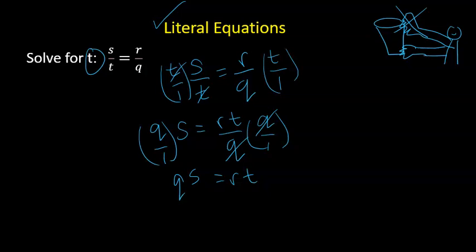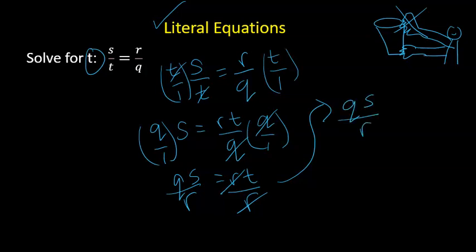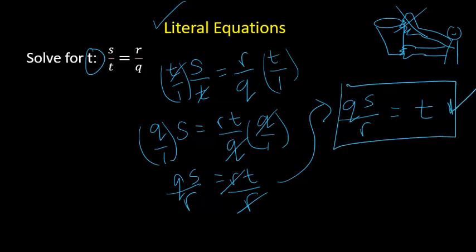R is being multiplied against T. They're being multiplied. So what's the opposite? What's the inverse? Division. So I'm going to get rid of the R. We're getting rid of the R, and that leaves me with QS over R equals T. This is the answer, y'all. Hooray. All right, that went splendidly. It wasn't too hard. It wasn't too easy, but it was pretty good.